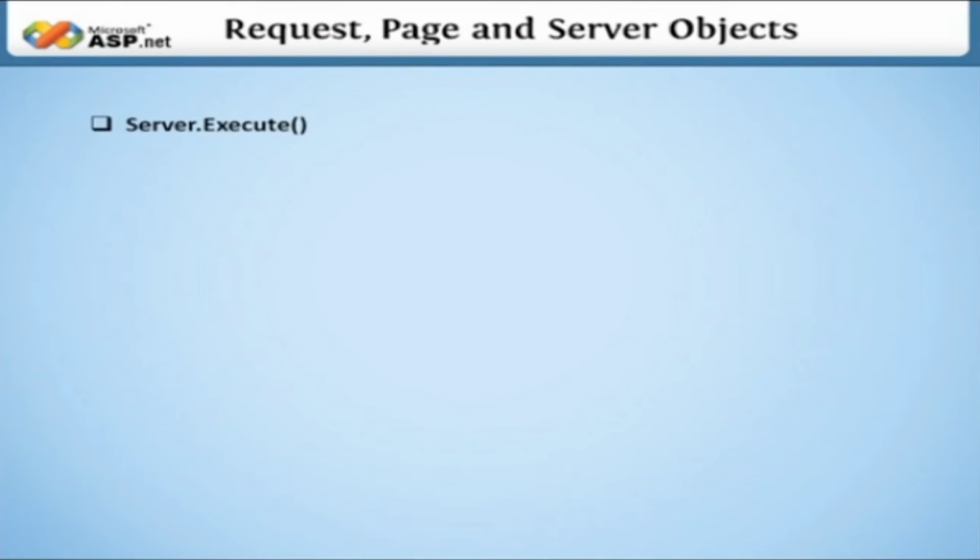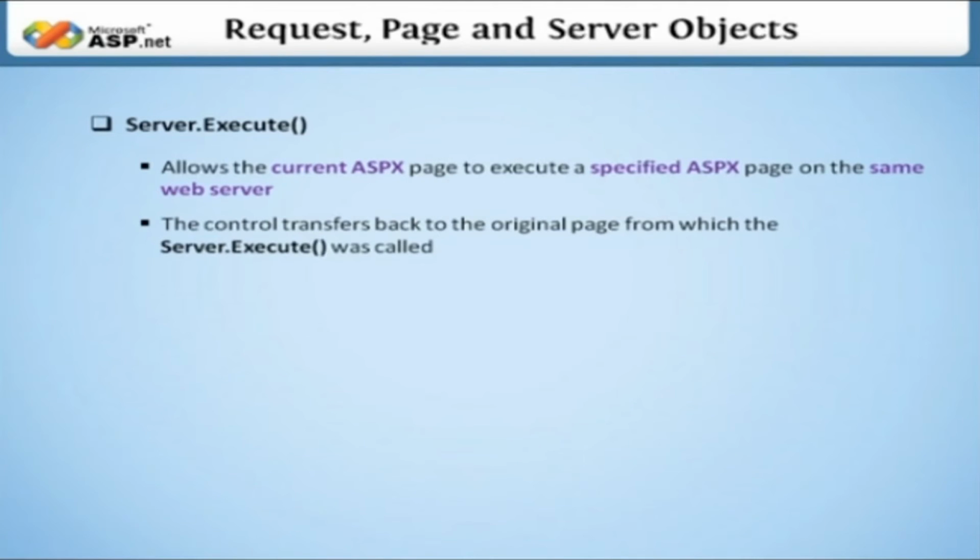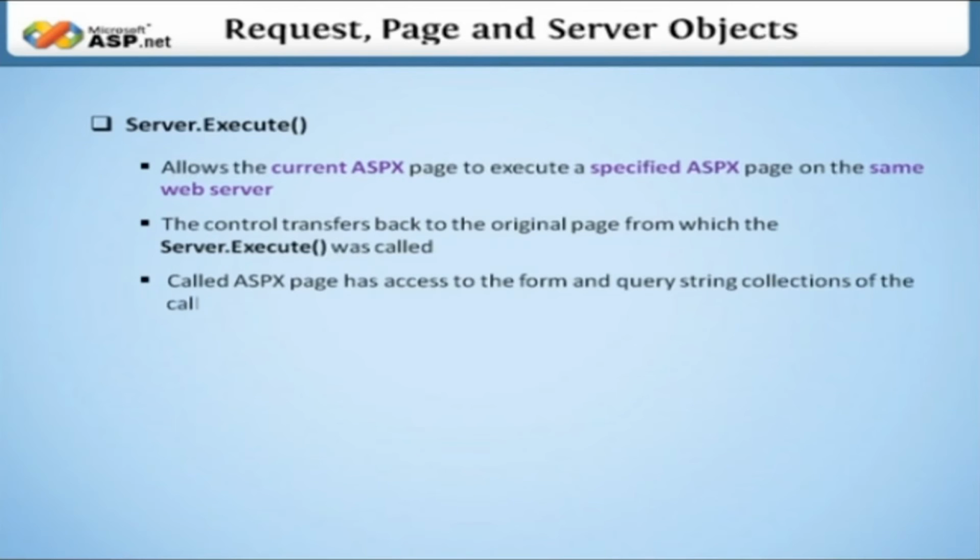Server.Execute. The Server.Execute method allows the current ASPX page to execute a specified ASPX page on the same web server. After executing the specified ASPX page, the control transfers back to the original page from which the Server.Execute method was called. The called ASPX page has access to the form and QueryString collections of the calling page. Hence, you need to set the EnableViewStateMac attribute of the page directive to false on the executed page.